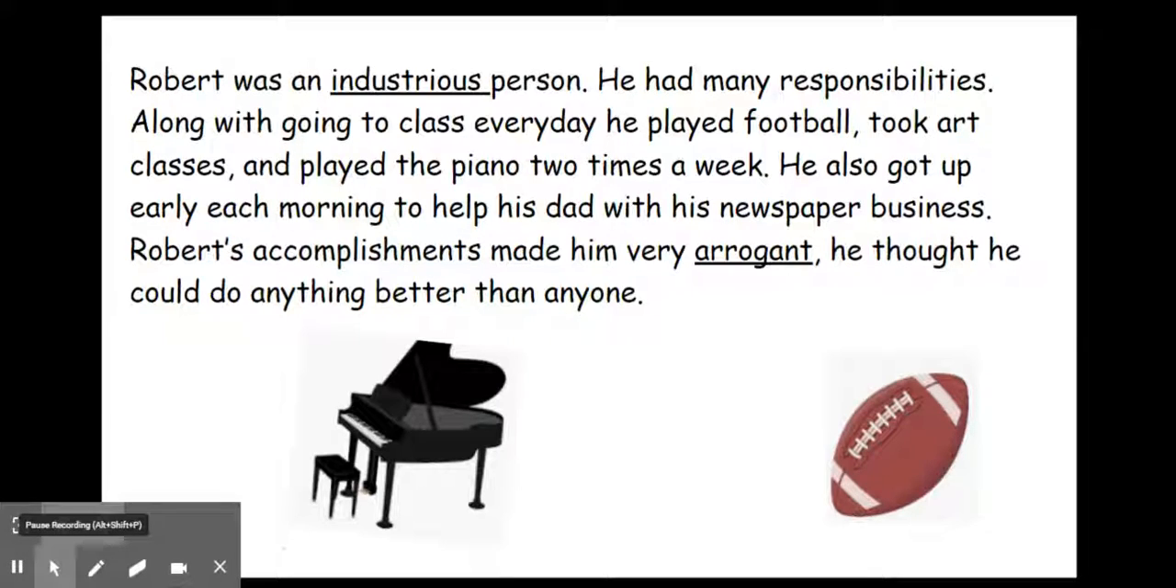Let's read this paragraph and use the types of context clues that we have learned about to figure out the meaning of some unfamiliar words. Robert was an industrious person. He had many responsibilities. Along with going to class every day, he played football, took art classes, and played the piano 2 times a week. He also got up early each morning to help his dad with his newspaper business. Robert's accomplishments made him very arrogant. He thought he could do anything better than anyone. So, we have the word industrious and arrogant that we need to figure out.